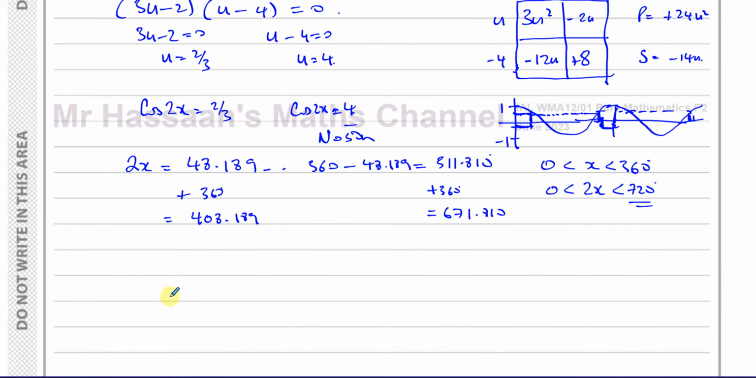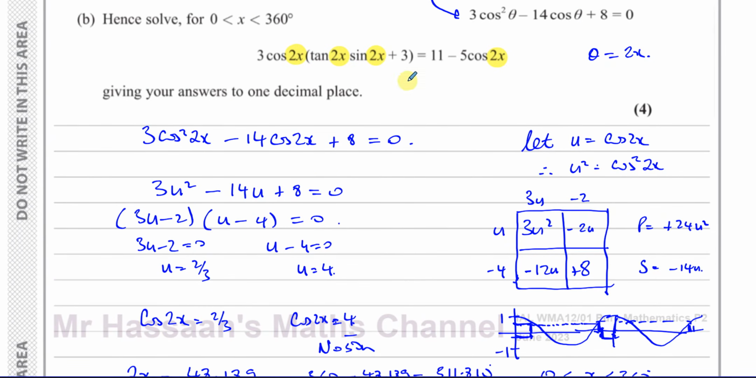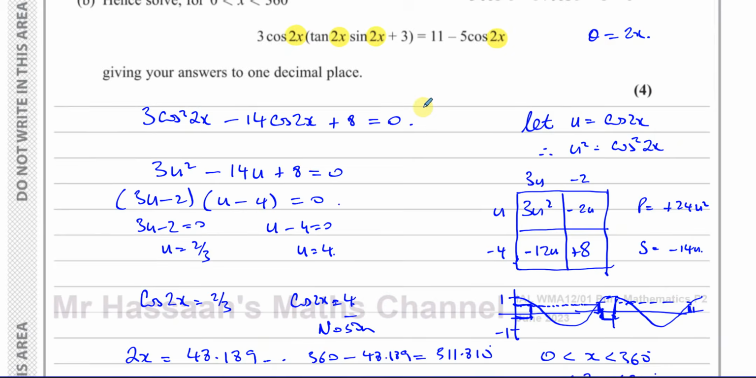So we have four angles. We have 2x equals 48.189, then 311.810, then 408.189, and then 671.810. Those are the four angles for 2x. Now we have to solve for x. That's how we solve the equation.